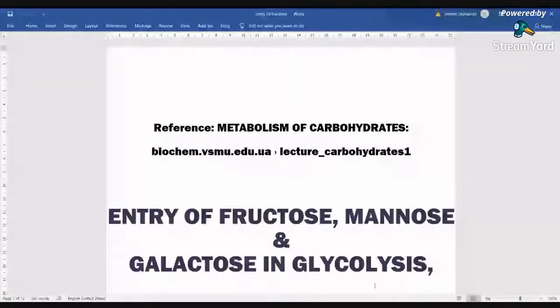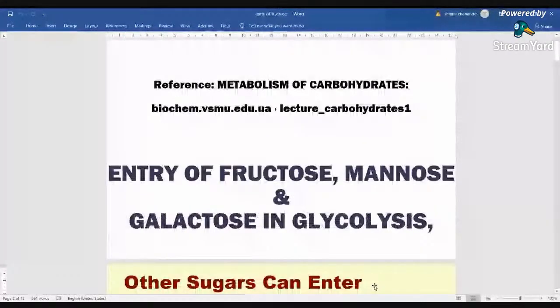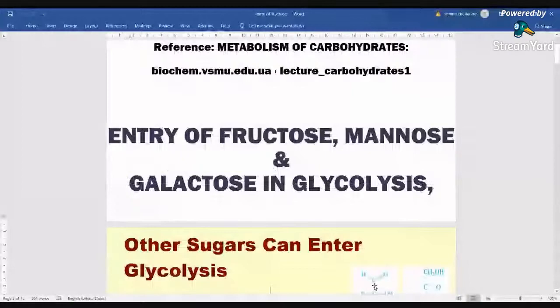We are all familiar that whatever we eat, we do not know what type of sugar is going inside the body, because many food contents have glucose along with fructose. Some fruits have only fructose. So in this case, what happens to the fructose, mannose or galactose in the body?